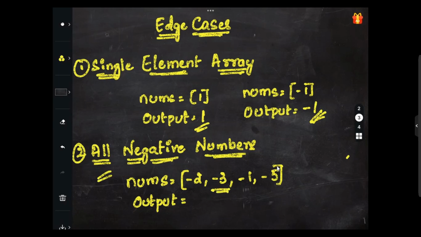The second edge case we are going with is all negative numbers: 2, -3, -1, -5. In this case we have an output of -1 as well. I hope this is completely clear, right? So the output that we have here is -1.